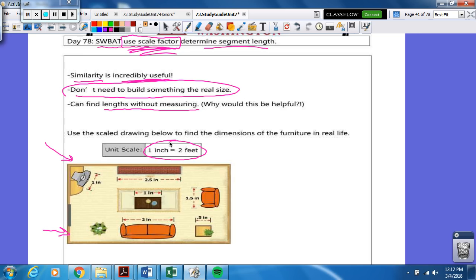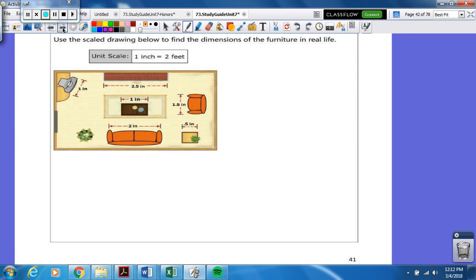We're going to use the scale drawing below to find the dimensions of the furniture. So in your notebook, here it is. 1 inch is 2 feet. I'm going to do a few of these and you're going to do the rest. Ready? I'm going to start here with the television. On this picture, it's 1 inch. So in real life, how wide is that television? That's what I need to find.